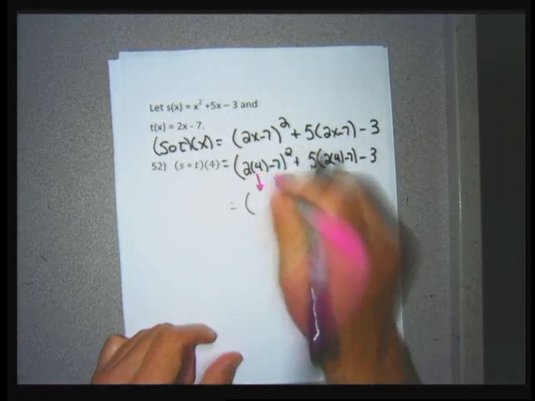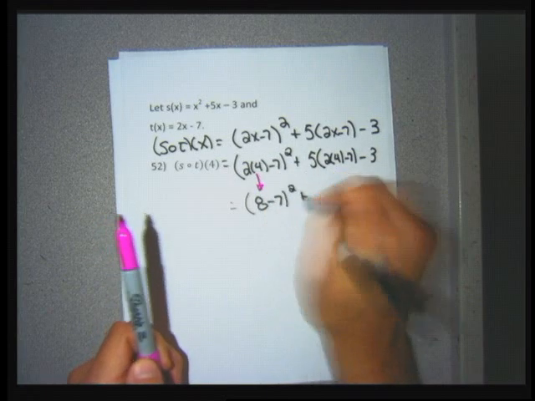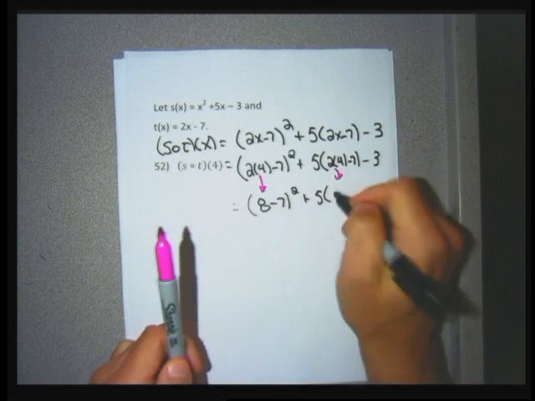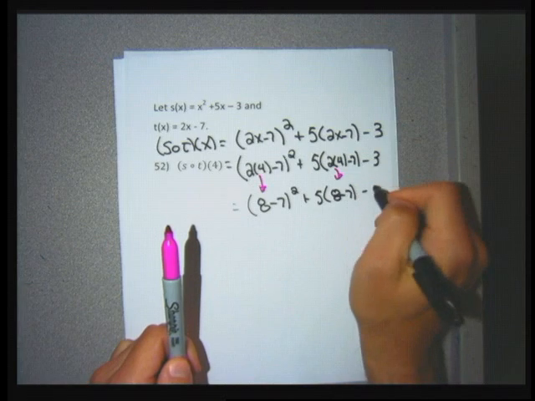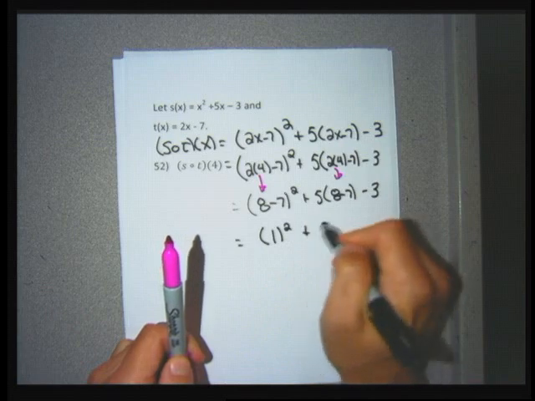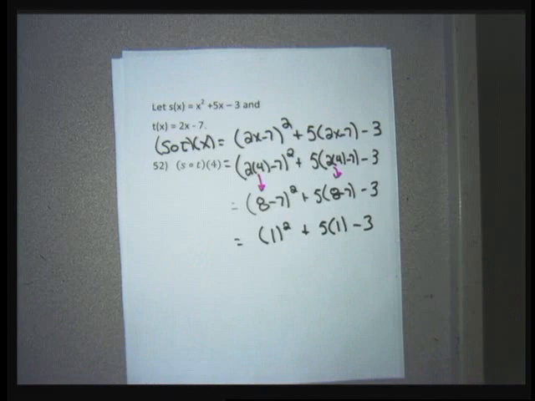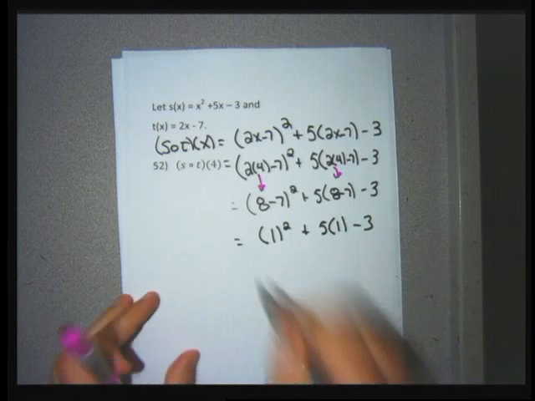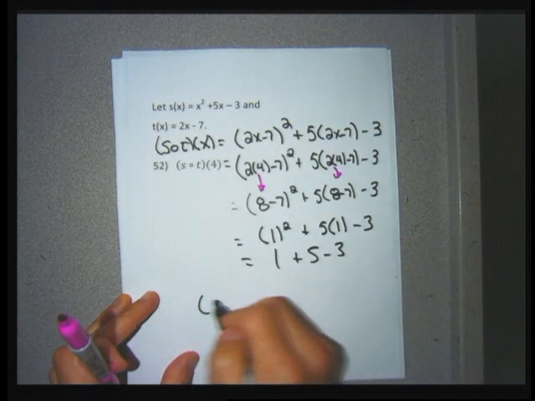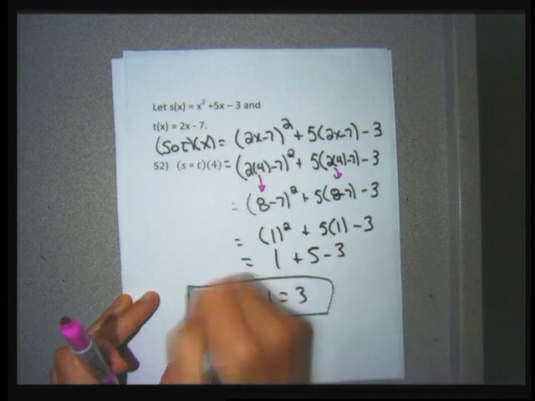First parentheses, I get 2 times 4, which is 8, and then the minus 7. Second parentheses, I also have the 2 times 4, which is 8. 8 minus 7 is 1. Each parentheses comes out to be a 1, so I get 1 squared plus 5 times 1 minus 3. This is going to be 1 plus 5 minus 3, that's 3. So for my answer, I'm going to write s composed with t of 4 equals 3.